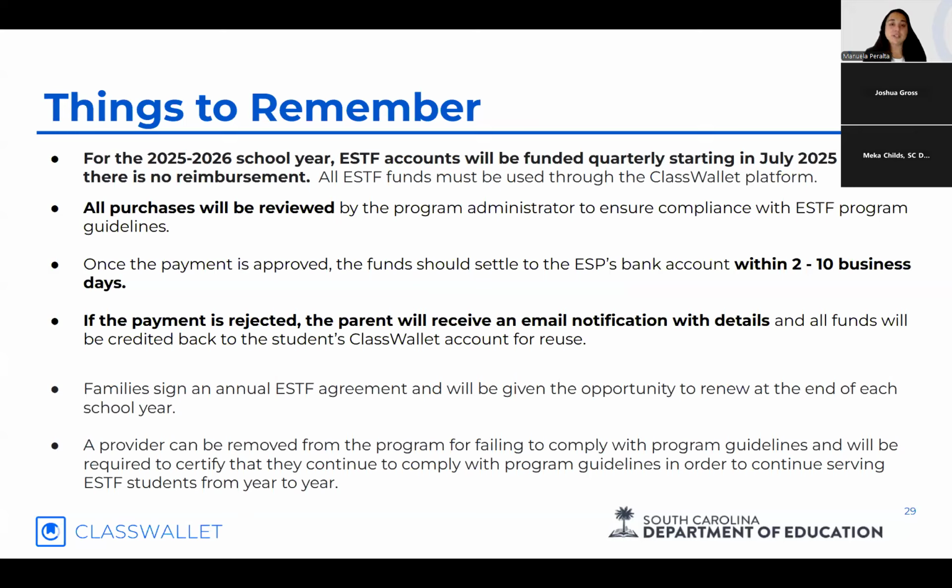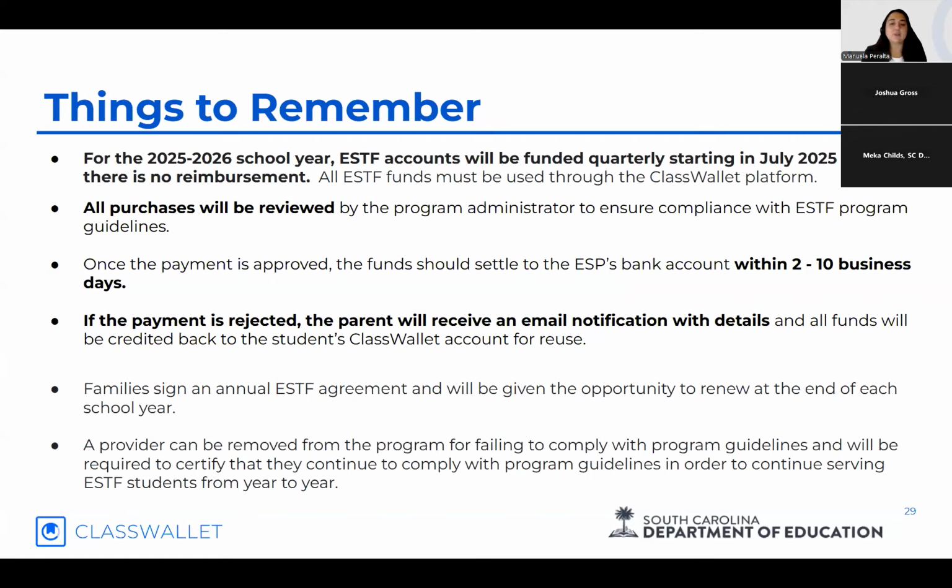Once that transaction is approved, you will receive those funds settled into your bank account within 2 to 10 business days of the approval date. And then if a payment is rejected, that parent will receive an email notification with the details and the funds will be credited back to their ClassWallet account. You will not receive notification if a payment is rejected. You will only see notification if a payment is approved.